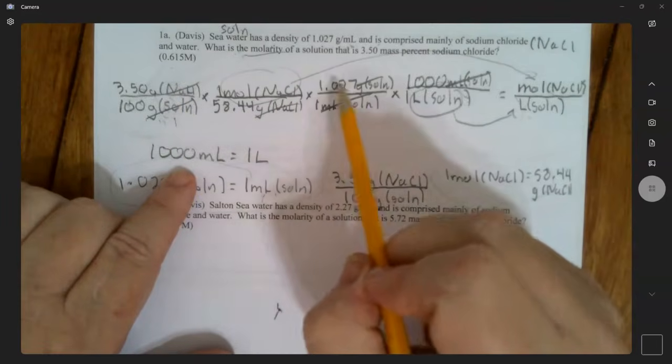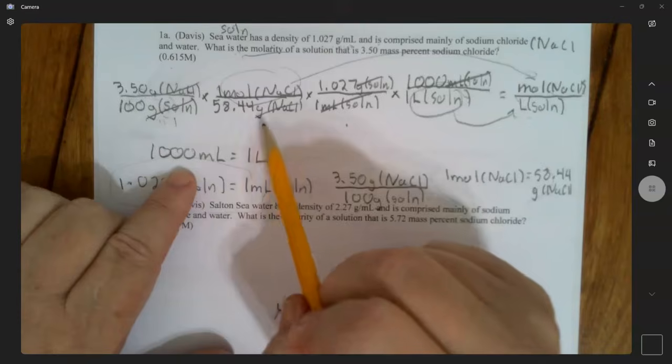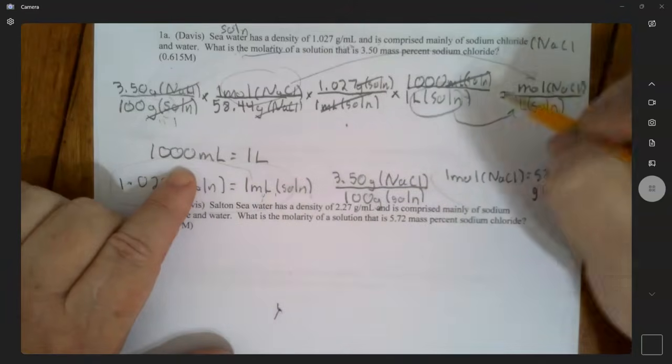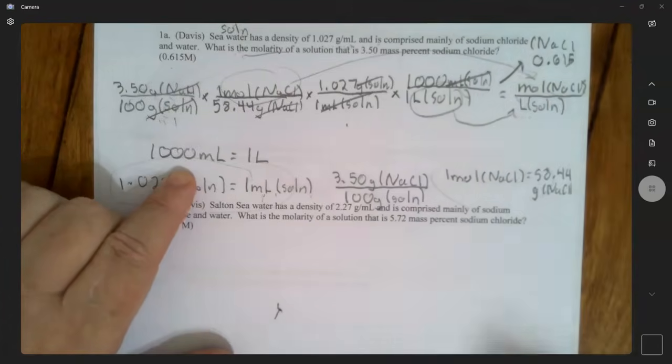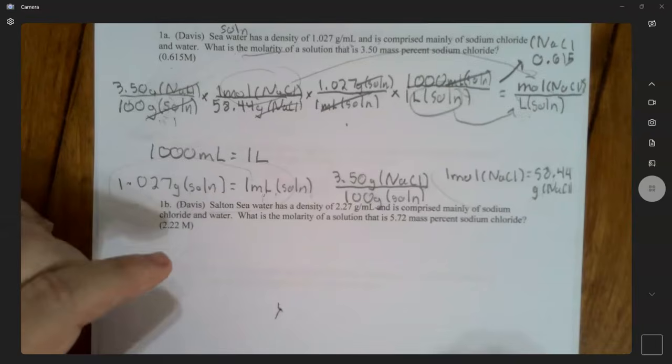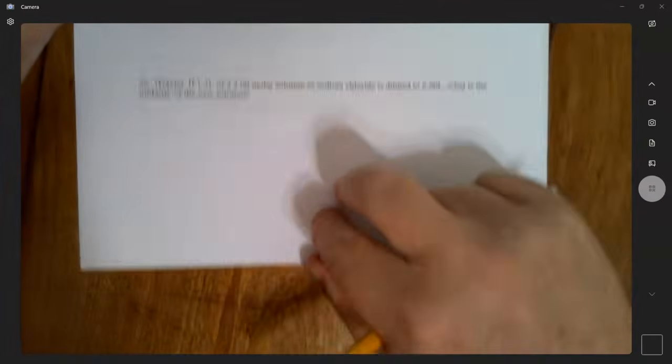Multiply 3.5 times 1.027 times 1,000 divided by 100 divided by 58.44, and I didn't leave myself a lot of space, so I'm going to write the answer up here, 0.615. Okay, and that's your answer. That's molarity, or molar. Okay, all right, let's move on down, and we're going to go to 2A.